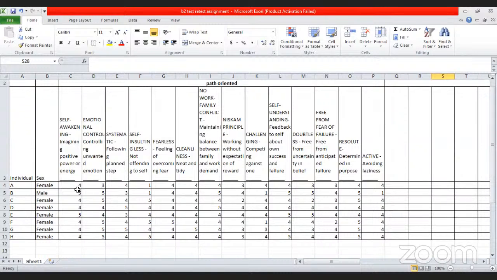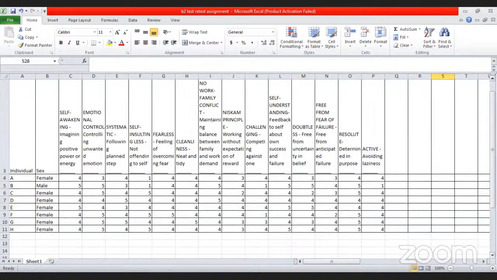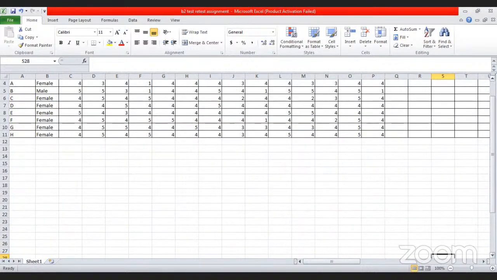For self-awakening, there is 4 for A. For emotional control, that is 3, like that. As the sample size is very small, we are just doing the Spearman rank order correlation. Otherwise, if the sample size is large, then we can do the Pearson's correlation, Pearson product moment. But for this smaller sample size, we are doing the Spearman rank order.